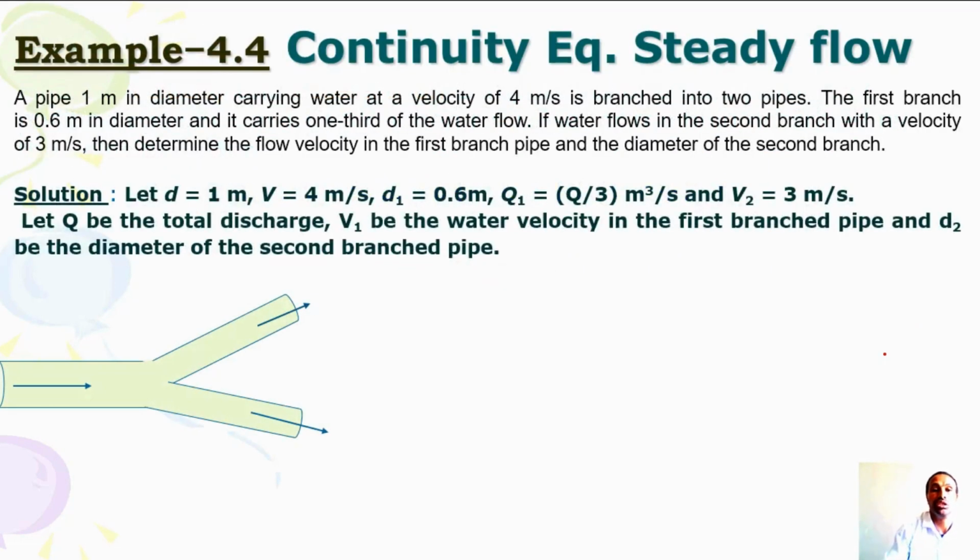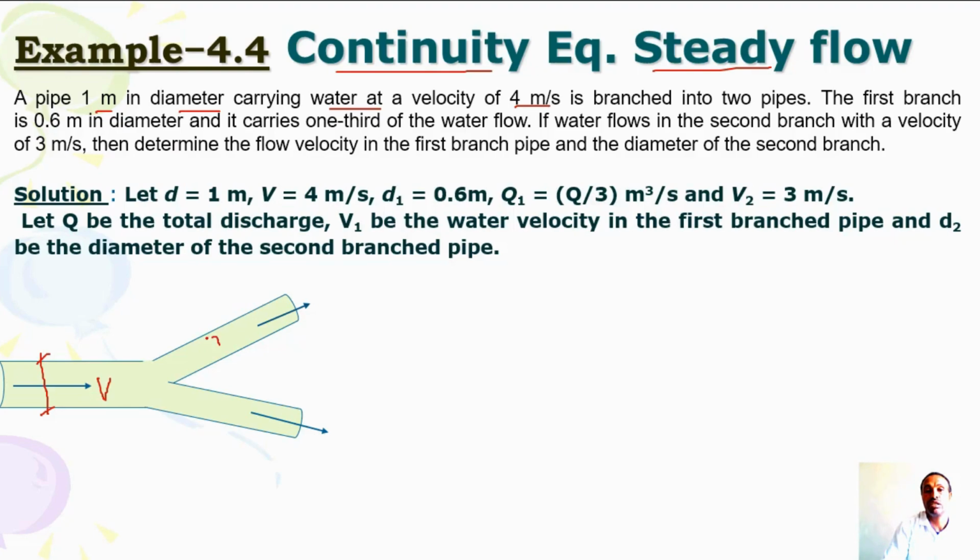And the other example is the continuity equation, steady flow. So we have a pipe of 1 meter in diameter carrying water at a velocity of 4 meters per second. So you have here V at 4 meters per second, and the diameter given is 1 meter. It is branched into 2 pipes. The first branch is 0.6 meter in diameter.